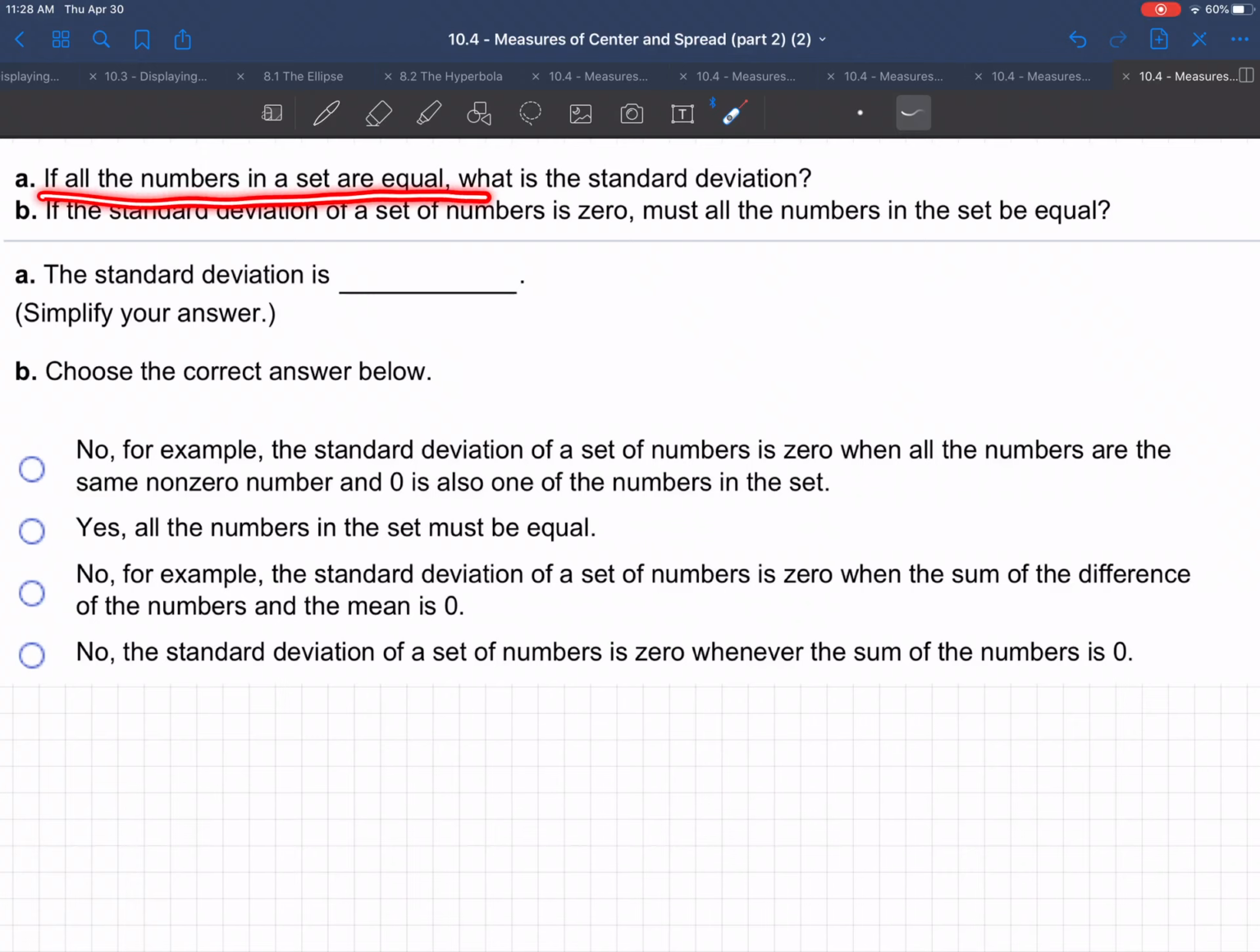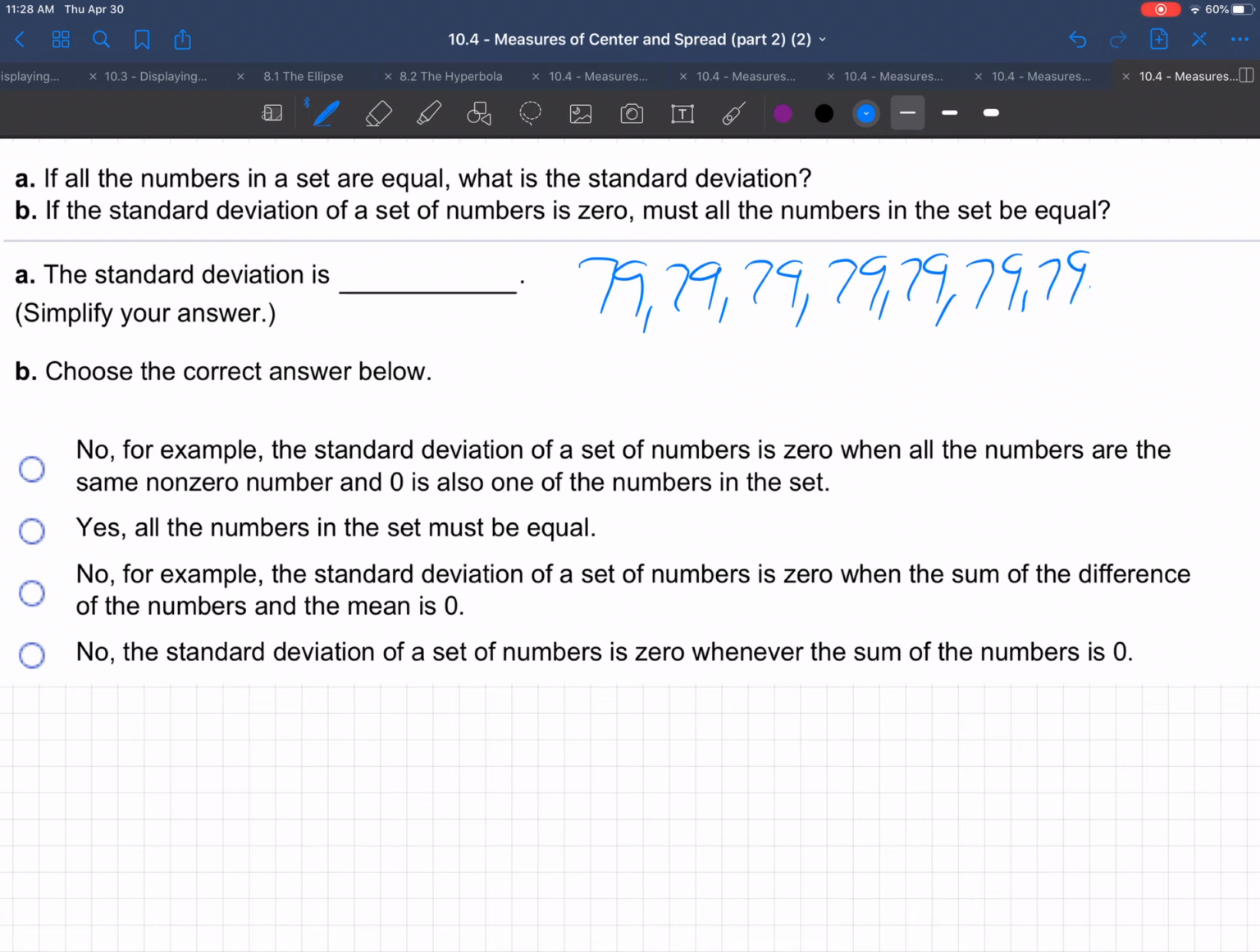If all the numbers in a set are equal, what is the standard deviation? Okay, so you have a set of test scores. Say everybody gets 79 on the test. Say your whole class, everybody gets exactly 79. You might first off wonder if they're all cheating. But anyway, suppose all the scores are 79. So what would the standard deviation be?